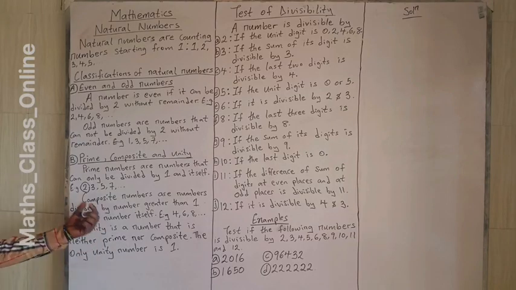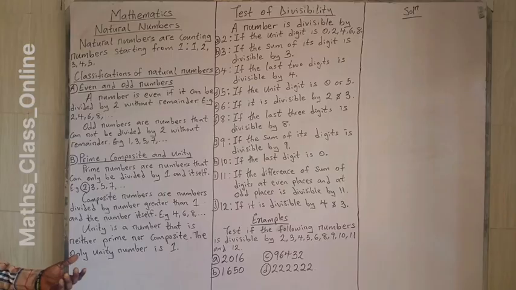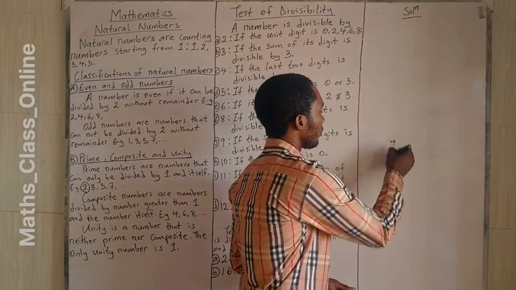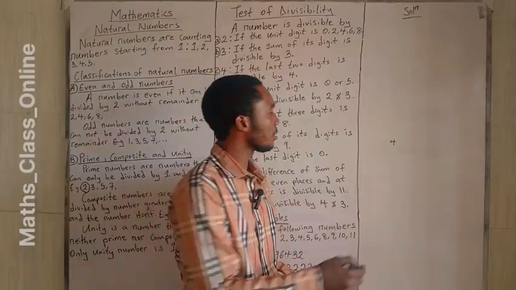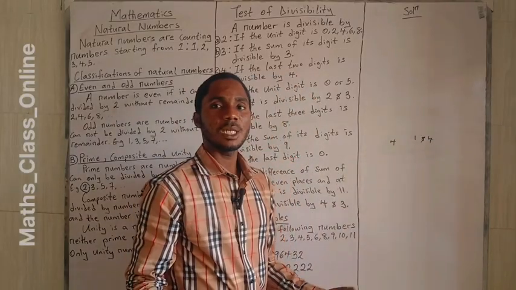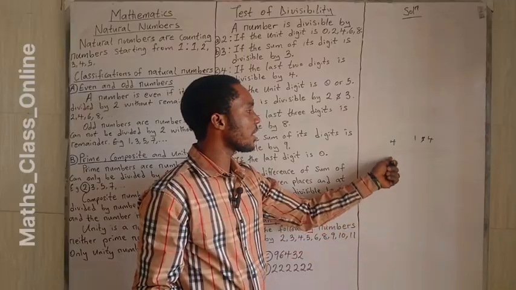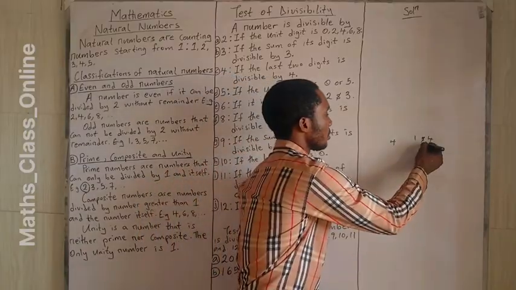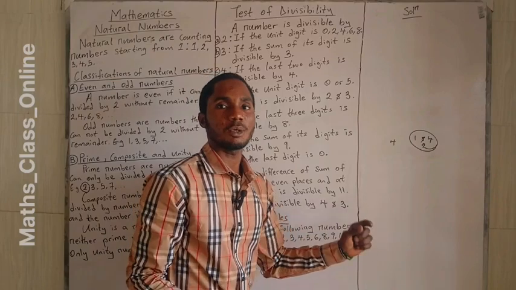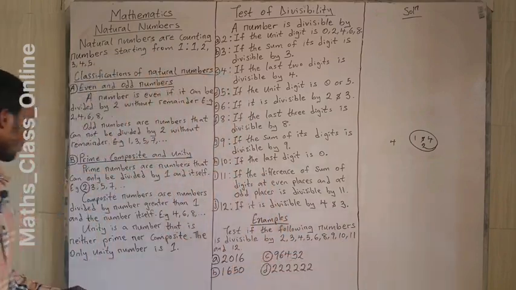On the other hand, composite numbers are numbers that can be divided by a number greater than 1 and the number itself. Example: we have 4. This number can be divided by 1 and itself. But there is another number which is greater than 1 that can divide 4, and that is 2. So this means 4 is not a prime number, it is a composite number.